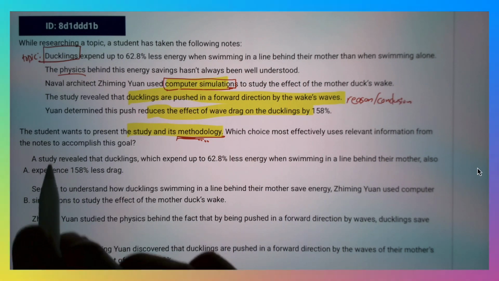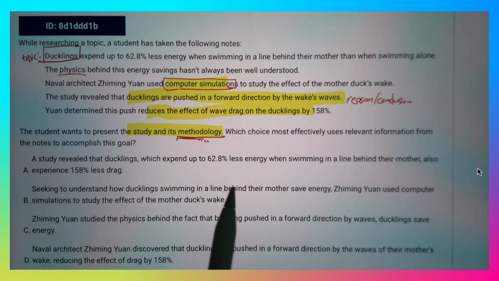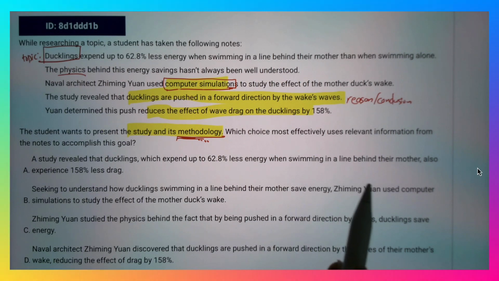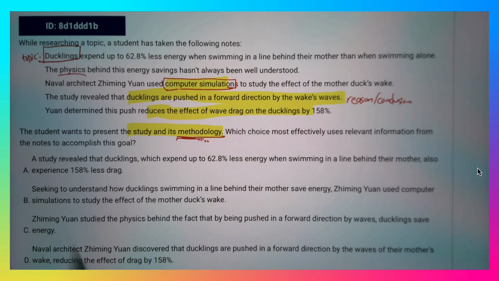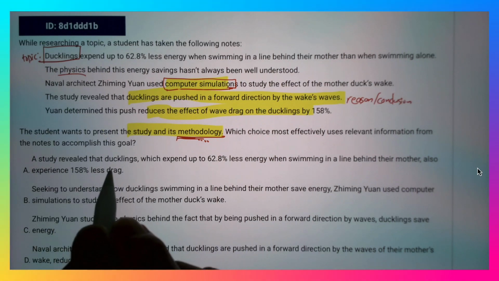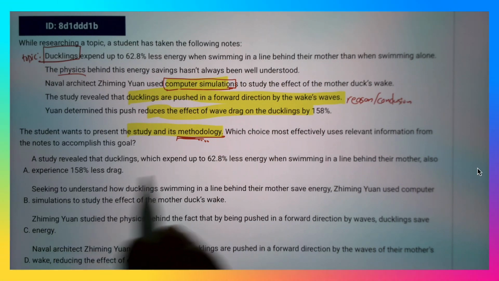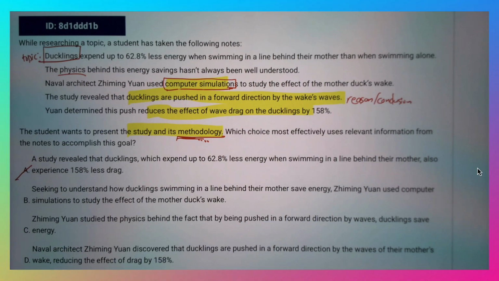A: A study revealed that ducklings, which expend up to 62.8% less energy when swimming in a line behind their mother, also experience... Okay, so this sentence reiterates the first line of the student's note, and this is not describing any methodology here, so we can eliminate that. It only states that it uses less energy when behind the mother. So A is not right.